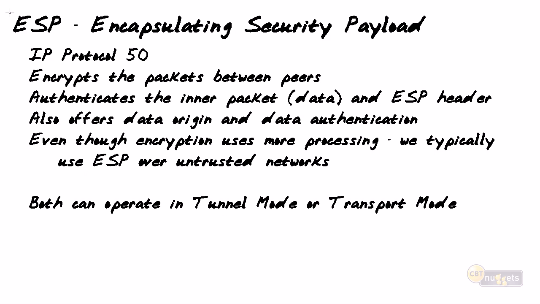The more common choice is to use ESP, encapsulating security payload, which is going to be number 50 in the IP protocol header. It'll encrypt the packets between the peers. So it takes the information, the payload, and it converts it into ciphertext. And we have several options for the encryption algorithm we're going to use. It authenticates the inner packet, which is the data, along with the ESP header. So it authenticates that portion as well. It offers data origin and data authentication. Remember, this is data origin and data authentication of the peers, not user authentication.